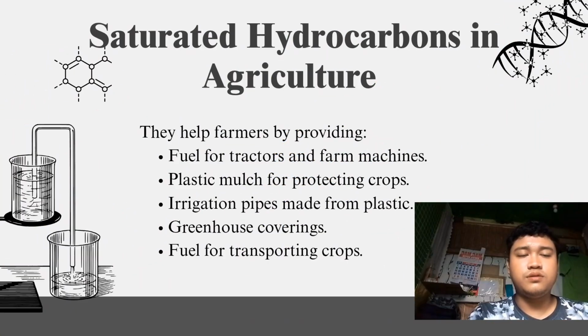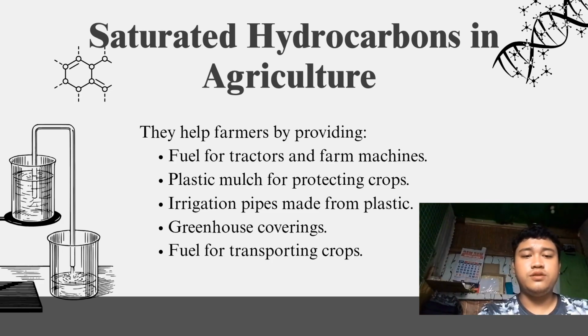Saturated hydrocarbons are also very important in agriculture. Farmers use fuels made from hydrocarbons to operate tractors, harvesters, irrigation pumps, and other farming equipment. Plastics made from hydrocarbons are used as mulch to protect crops and reduce weed growth. They are also used to make irrigation pipes and greenhouse coverings. In addition, fuel is needed to transport vegetables, fruits, and other farm products from farms to markets.